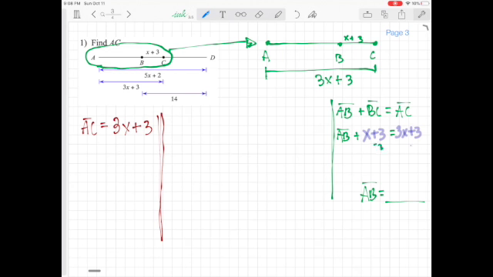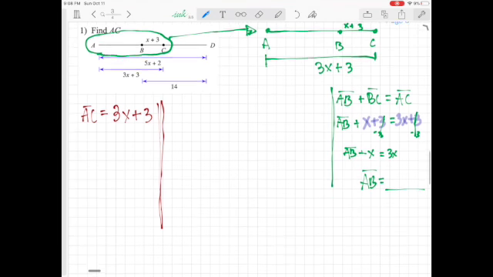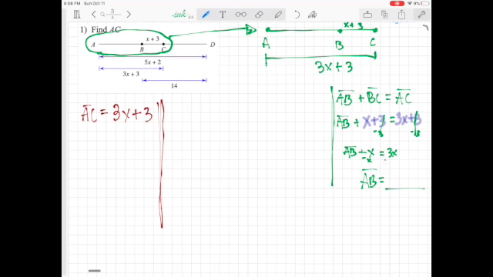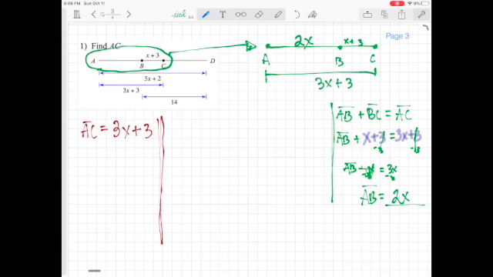So first thing I'm going to do is subtract 3 on both sides. 3 minus 3 cancels out, leaves us with AB plus x equals 3x, and 3 minus 3 is 0, so that cancels out as well, leaves us with 3x. So then I'm going to subtract x from both sides, and x minus x cancels out, and 3x minus 1x gives us 2x. So that's as far as I can go. So we can say that AB is 2x. That kind of makes sense.